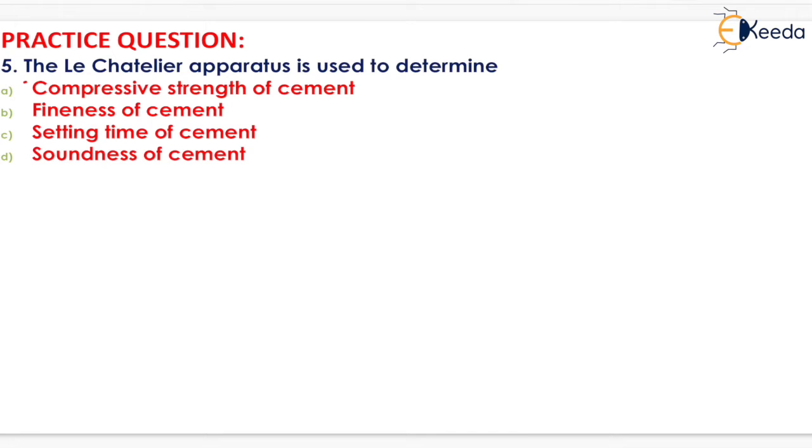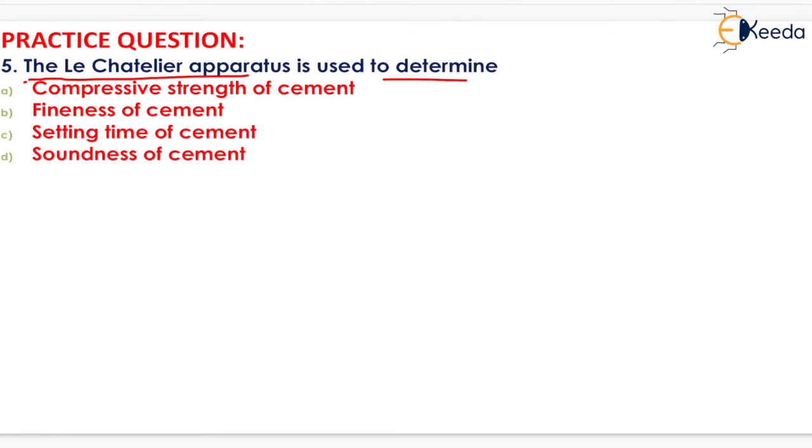Now the question is given as: the Le-Chatelier apparatus is used to determine. The first option is compressive strength of cement, the next one is fineness of cement, another one is setting time of cement, and the last one is soundness of cement.